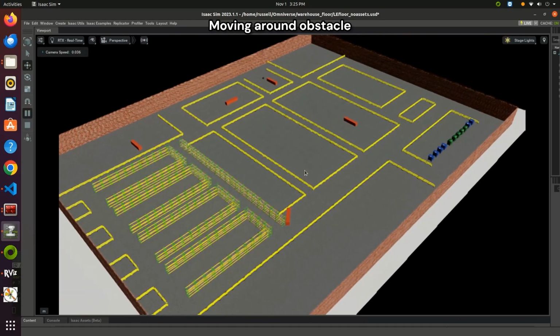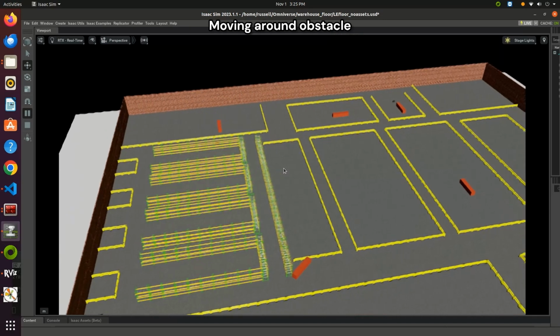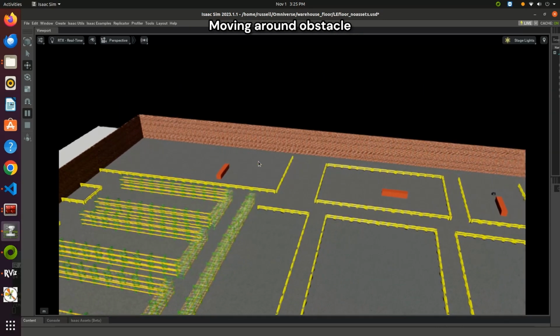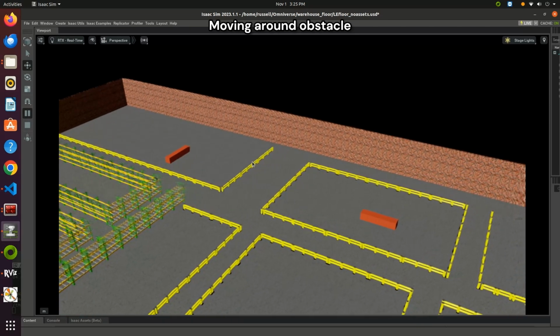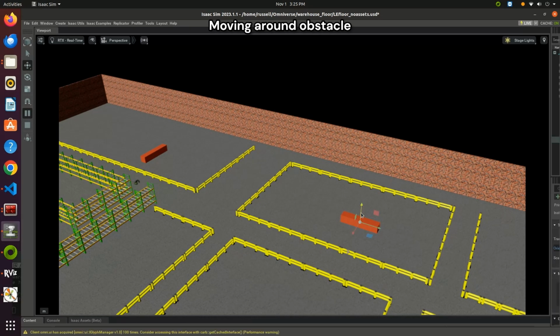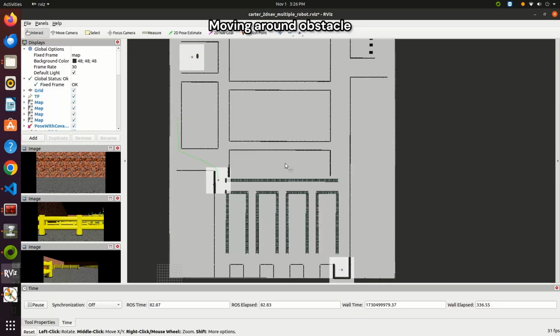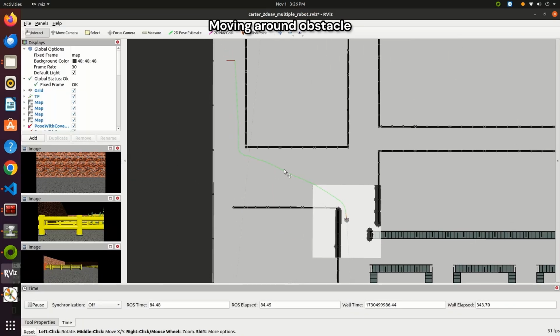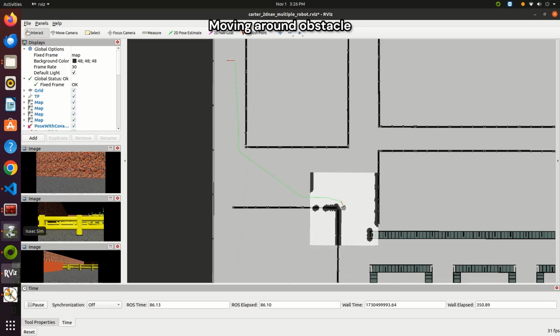The robots used in the simulation are autonomous mobile robots, or AMRs. These robots are capable of finding alternate routes to move around obstacles once they are detected. This will be demonstrated by placing a red block in front of the robot's path. The trajectory path is shown as a green line and is constantly updated.